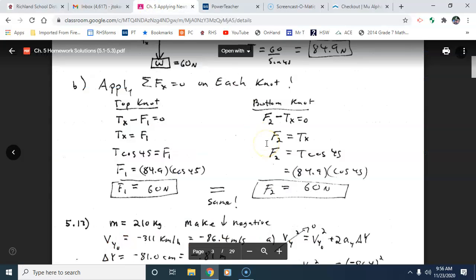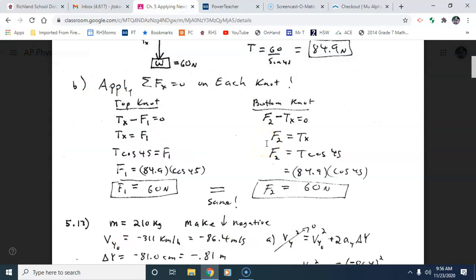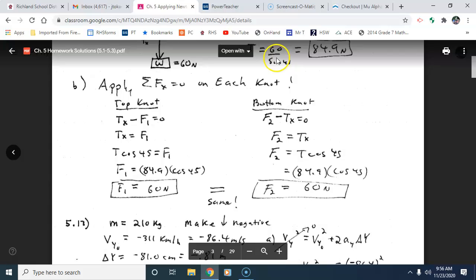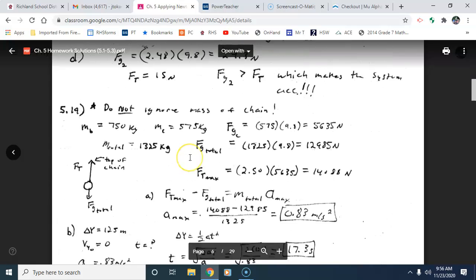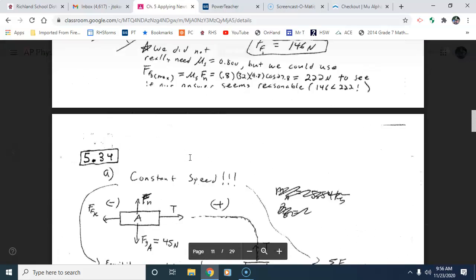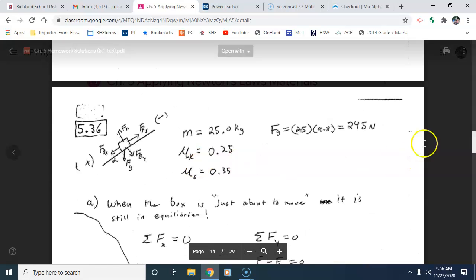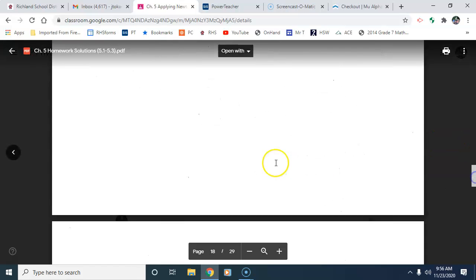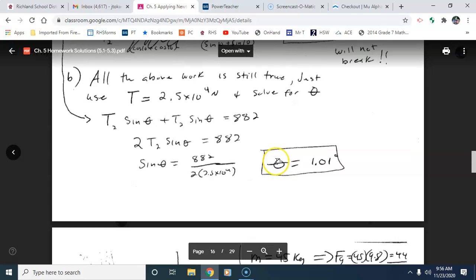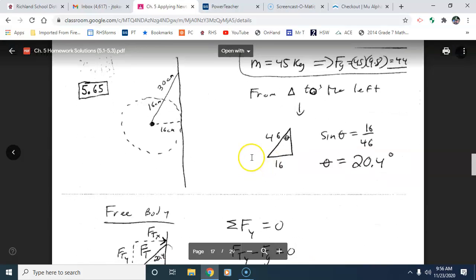Alright, going into more problems. 65 is the next one. There was a ball or some kind of sphere hanging from a wall in the picture they gave us. Find it on here. Too far. There we go. Alright.